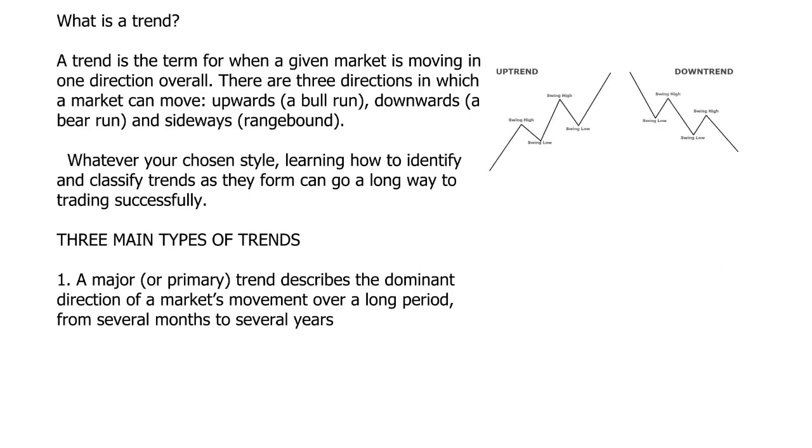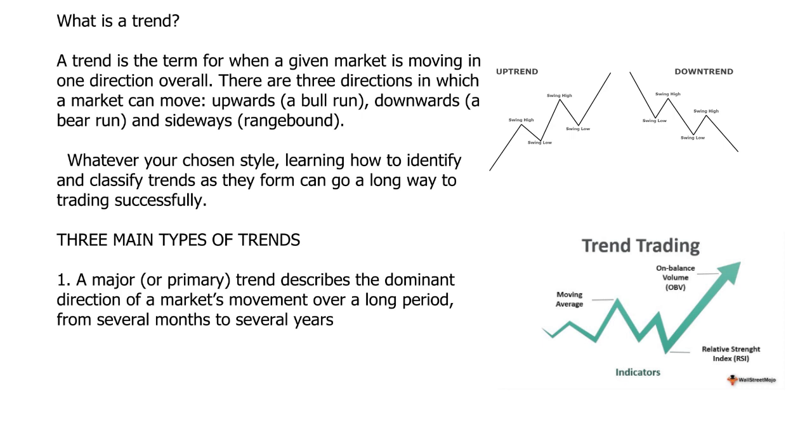What is a trend? A trend is a term for when a given market is moving in one direction overall. There are three directions in which a market can move: upward, downward, and sideways. Whatever your chosen style, learning how to identify and classify trends as they form can go a long way to trading successfully. There are three main types of trends.